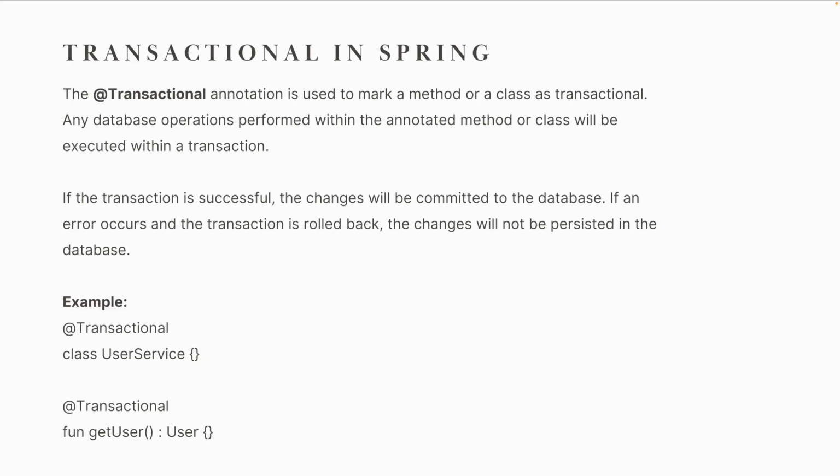So how would that be possible in Spring Boot? Well, first we need to enable transactions in Spring with the transactional annotation. The transactional annotation is used to mark a method or a class as transactional. Any database operation performed within that annotated method or class will be executed within a transaction. It's going to be isolated. If the transaction is successful, the changes will be committed to the database. If an error occurs and the transaction is rolled back, the changes will not be persisted to the database. So there are fallbacks for cases where there's an issue with a specific transaction.